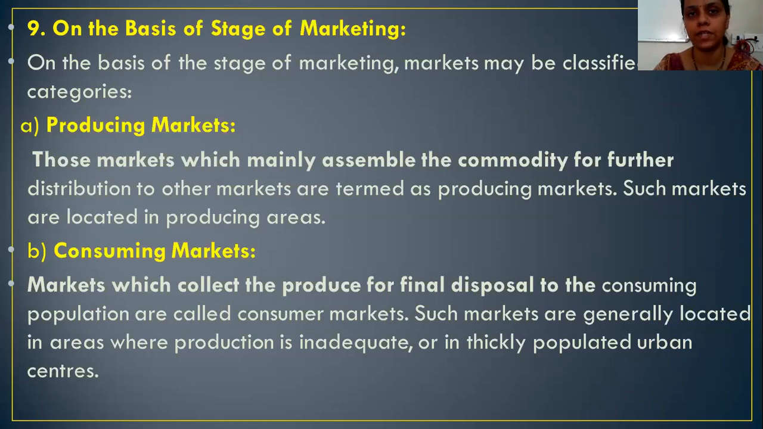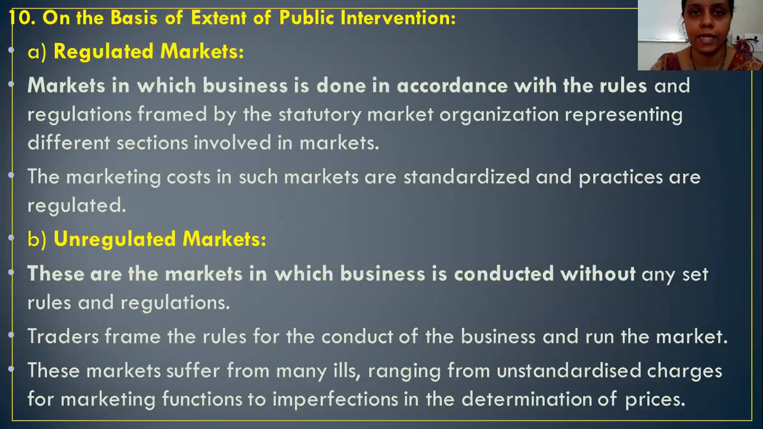Different types of retailers, they establish their own shop and they sell directly to consumers, or different types of malls, supermarkets. These are the examples of which type of market? Consuming markets. Markets which collect the produce for final disposal to the consuming population are called consumer markets. Such markets are generally located in areas where production is inadequate, or in thickly populated urban centers, you can observe such type of markets.